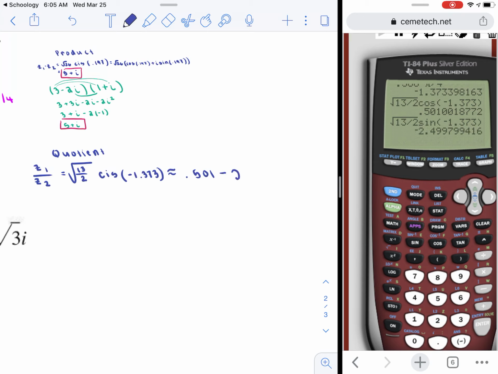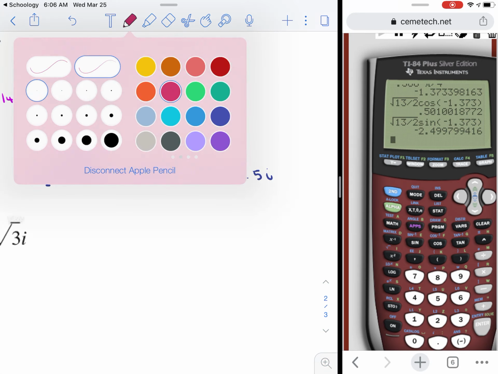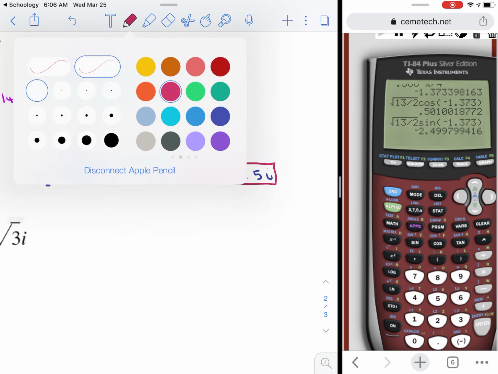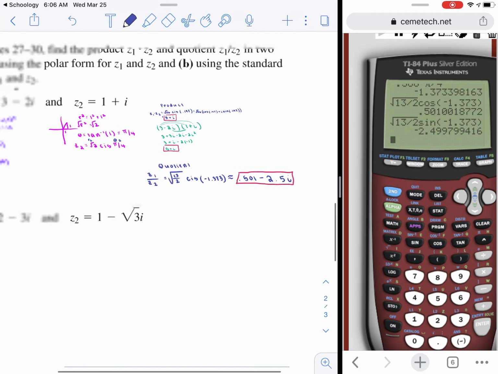It's minus 2.5i. So there we are with the quotient. And again, that was what I really wanted to see, that you got to this answer here. And now let's actually divide the two complex numbers together.